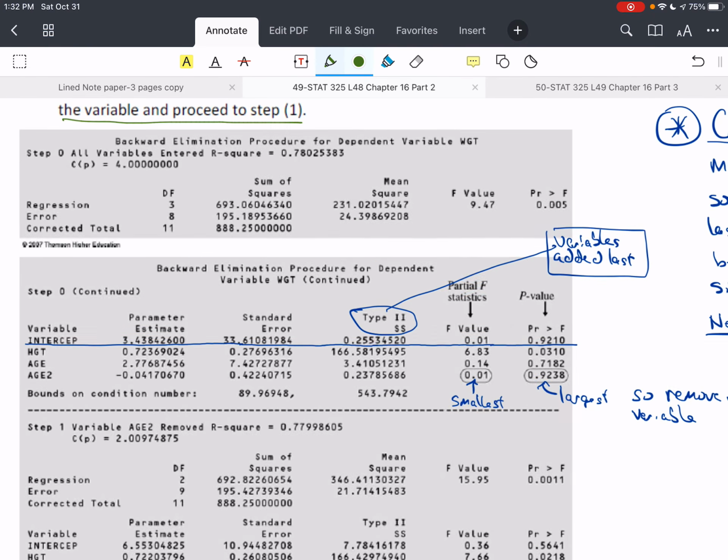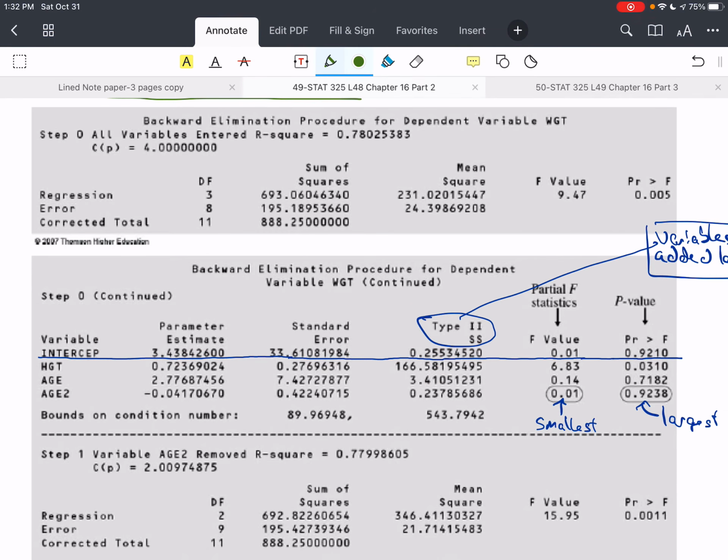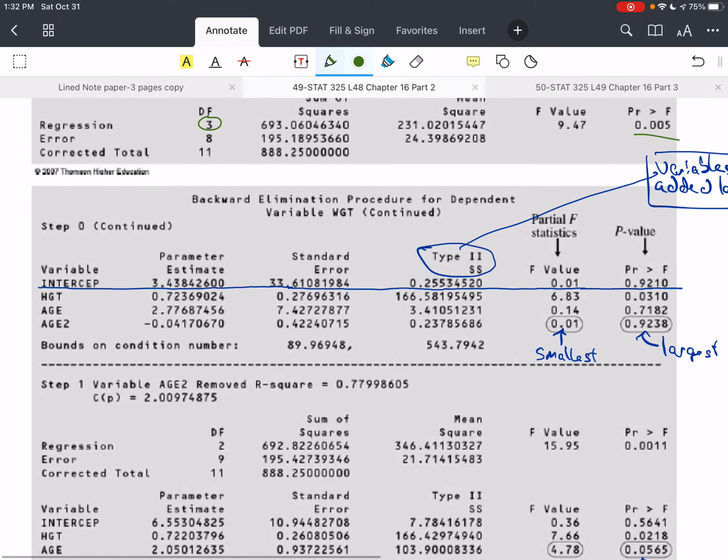Okay, so let's look at this procedure. So we start off with weight as our dependent variable, and this is step 0. We've got all 3 variables entered into the model, and we're looking at the overall significance, which shows the model is significant. Now, step 0 continued. We have the intercept, height, age, and age squared. Okay. We have the parameter estimates here, the standard error here, and then the type 2 SS.